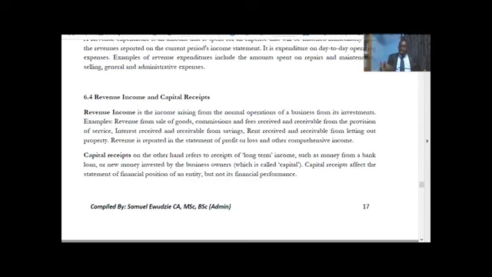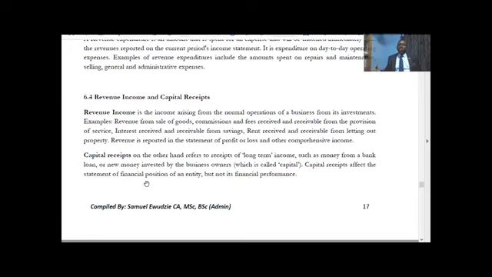If you are into insurance, then your revenue would be the premium, the insurance premium that you take. Great. Now, capital receipts are of long-term nature, or they are long-term income, such as money from a bank loan or new money invested by business owners. So when there's an injection of capital into the business by the owners of the business, it is seen as a capital receipt.